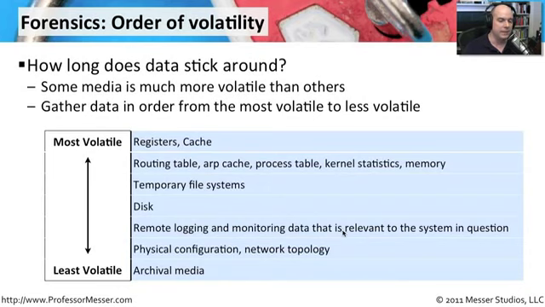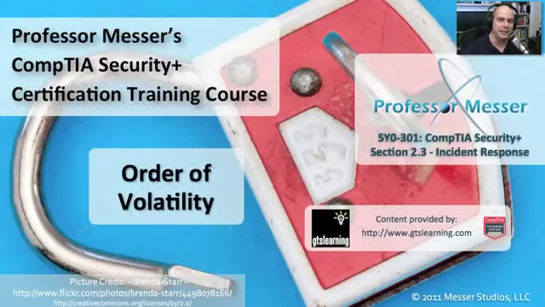The network topology and physical configuration of a system, that again is a little bit less volatile than some logs you might have. And down here at the bottom, archival media, a DVD-ROM, a CD-ROM, something that's stored on tape somewhere and archived and sent somewhere else, probably we can have as one of the least volatile data sources you could find because it's unlikely that that particular digital information is going to change anytime in the near future.